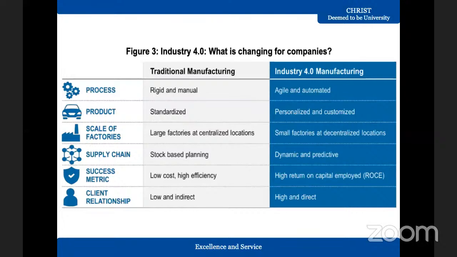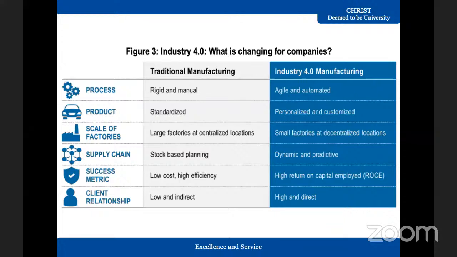But in Industry 4.0, it is very agile, very quick and well automated. And when you see the supply chain, traditional manufacturing uses stock-based planning. But in Industry 4.0, it is the JIT, just-in-time concept. It is not static.